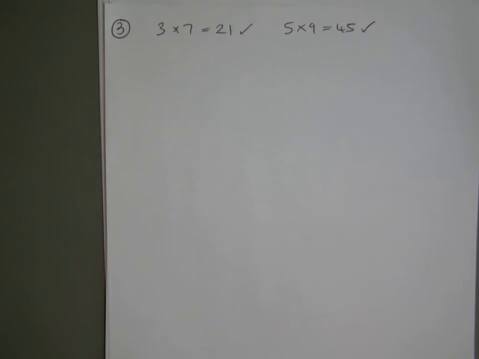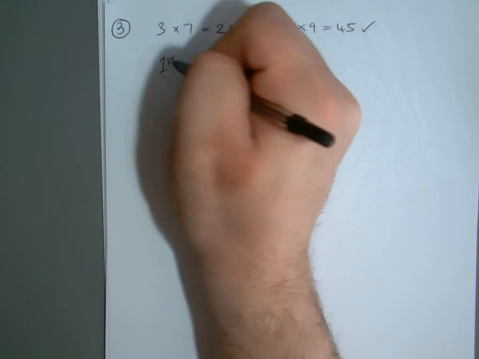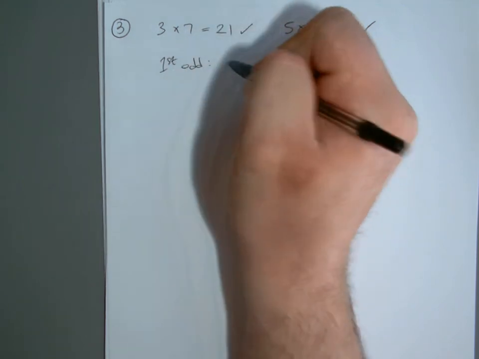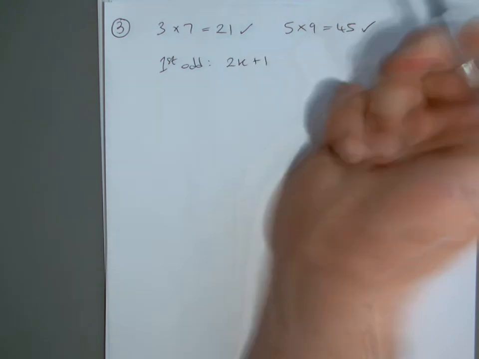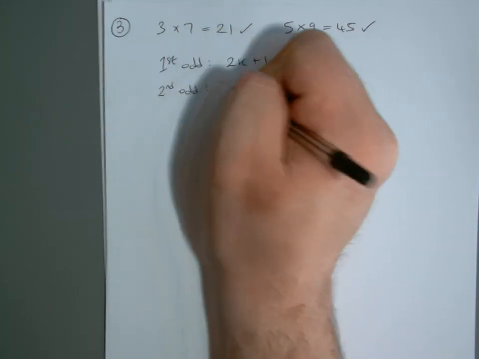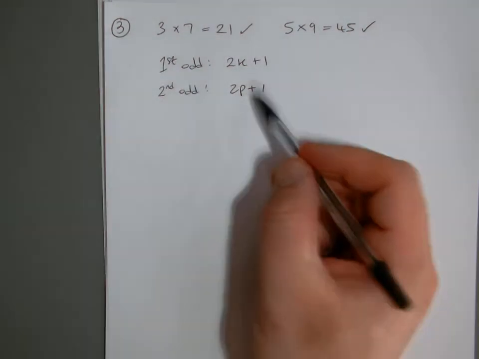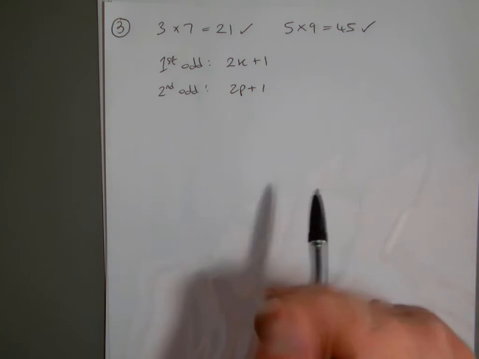Okay, so we've done it here for two cases, but there's an infinite amount of them. So see if we can do it algebraically. So the first odd we're going to consider will be, say, 2k plus 1, for a constant k. The second odd number we'll think of as 2p plus 1. Okay, you can use any letters you want, as long as they're different, just to show that they are different odd numbers here.